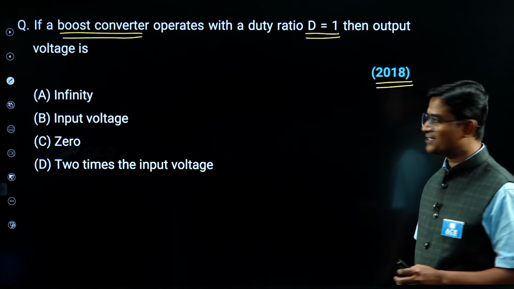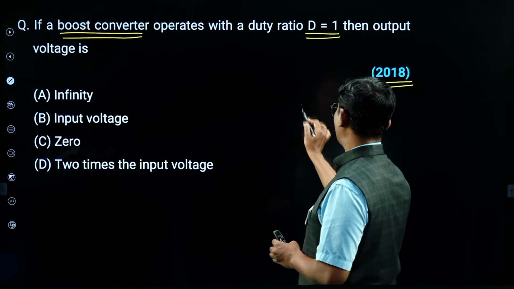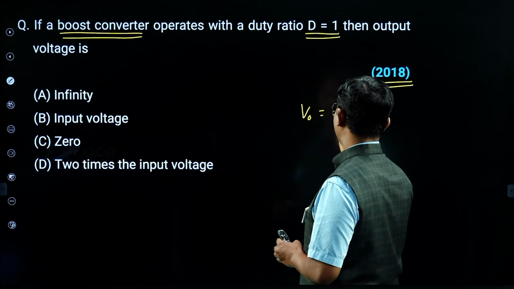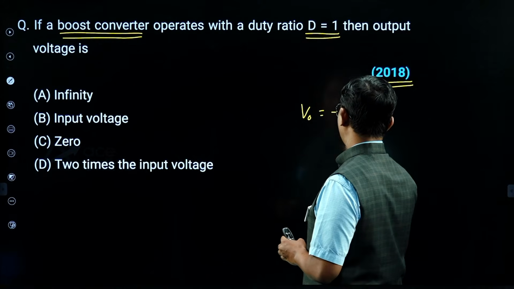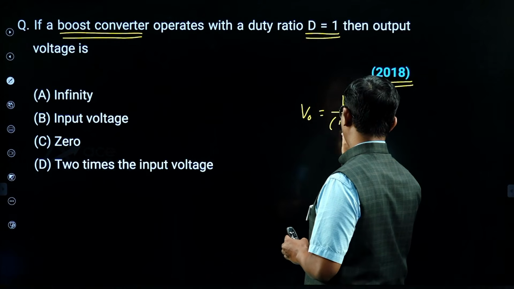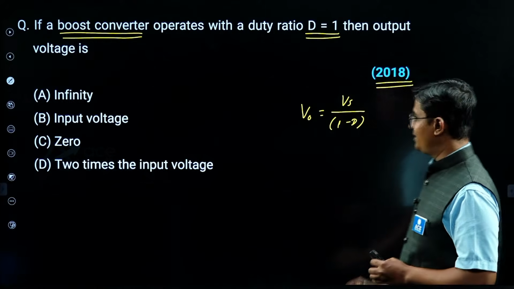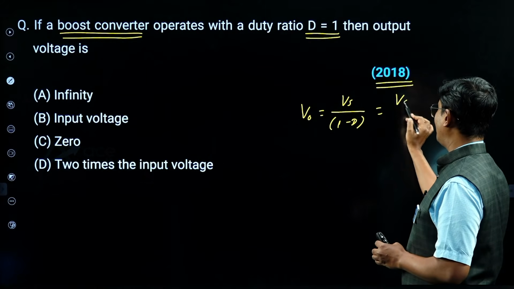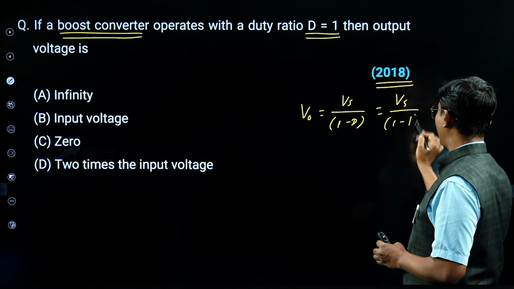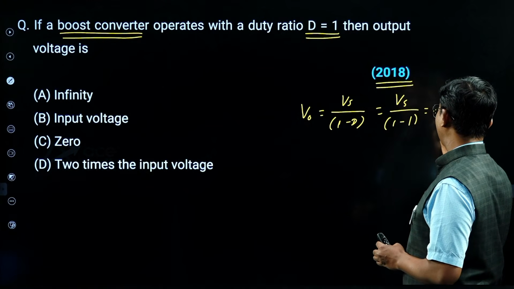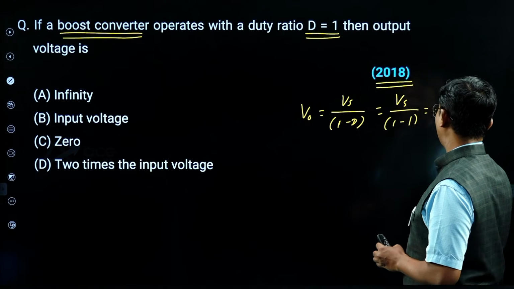Based on the expression, what is the output voltage expression in boost converter? Vs upon 1 minus D. So you might be saying, sir, if D equal to 1, then that will be equal to Vs upon 1 minus 1, that is equal to Vs by 0, means infinity. But this is not true.